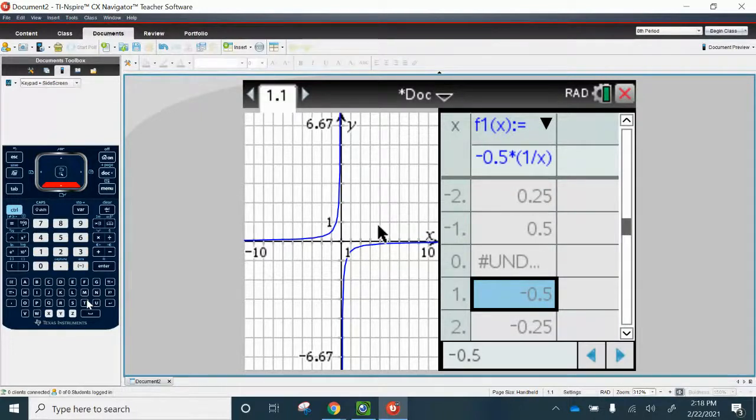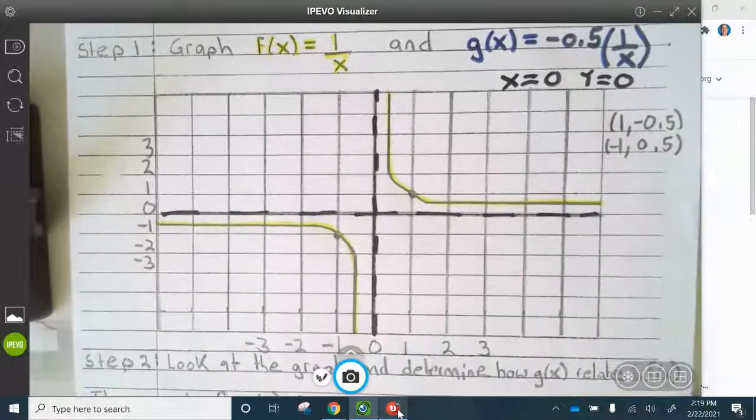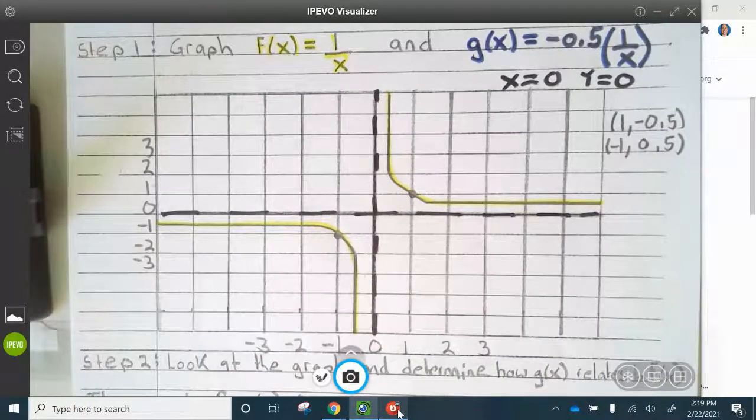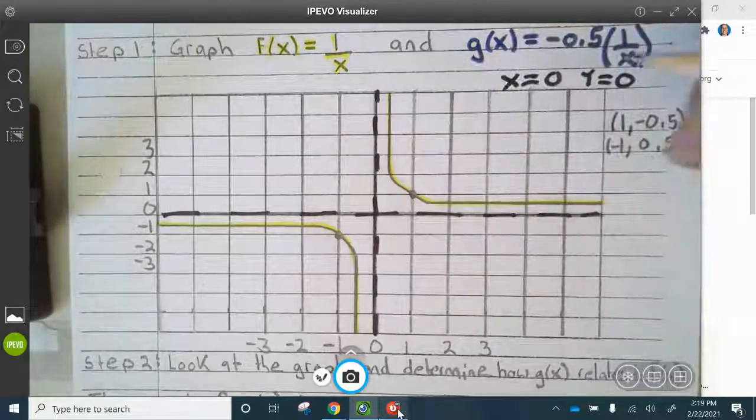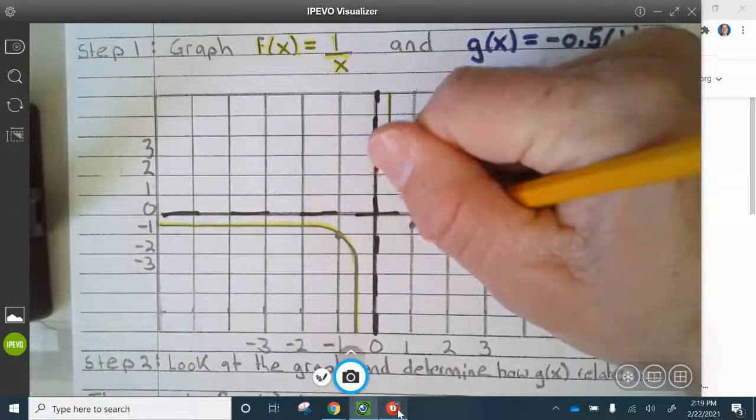Sometimes you can't get one number, so you have to use the best decimal you can. So 1, negative 0.5 is right here. So our curve is right here. And negative 1, 0.5 is right here. So then our curve is right here.